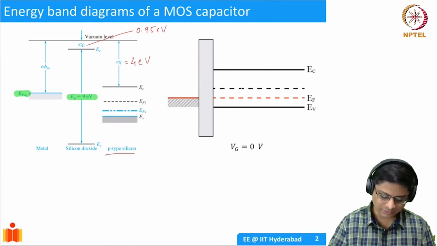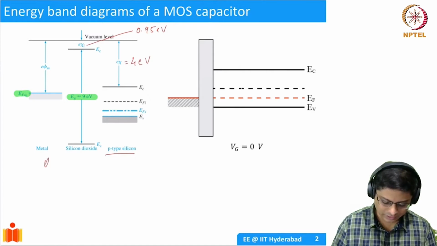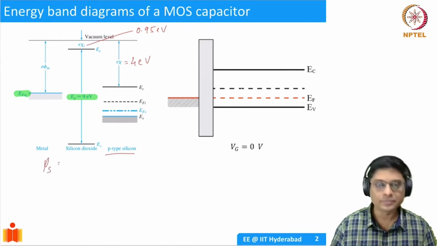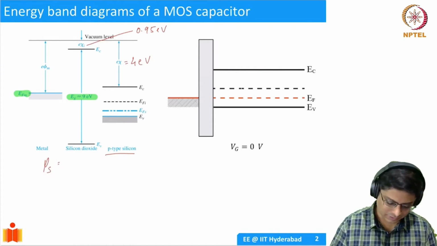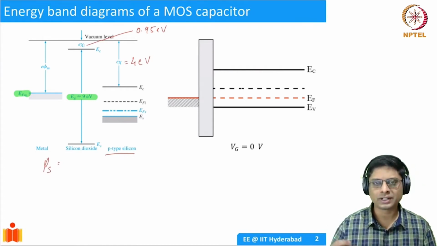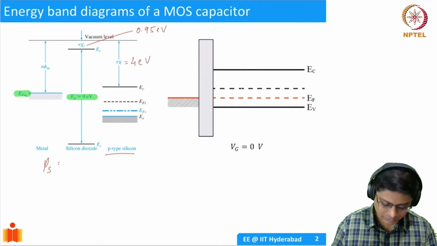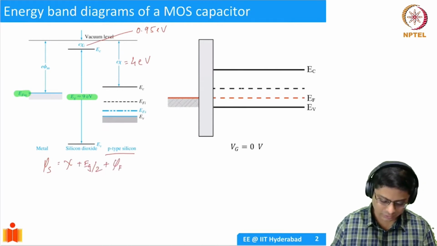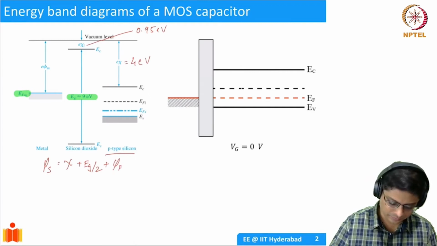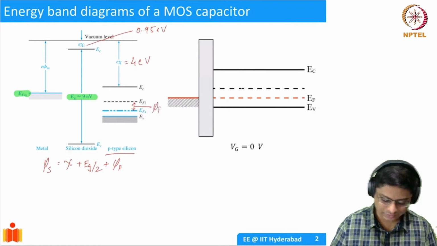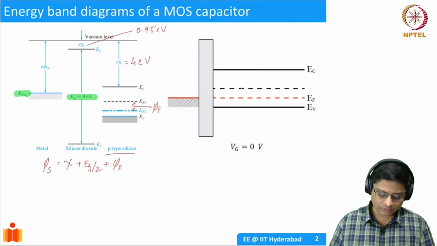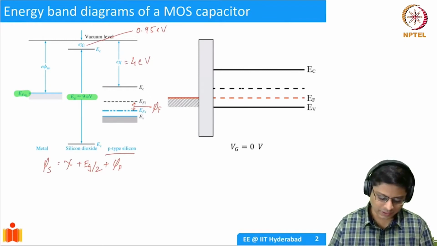We can define the work function of a semiconductor, phi s. If it's a p-type semiconductor, you could easily define it as essentially the distance between the Fermi energy and the vacuum level. So for a p-type semiconductor, it's going to be simply the electron affinity plus Eg by 2 plus phi f, where I'll call this distance of the Fermi energy from the intrinsic level phi f. Sorry, phi f, not EF, phi f. So basically, this is for a p-type semiconductor.